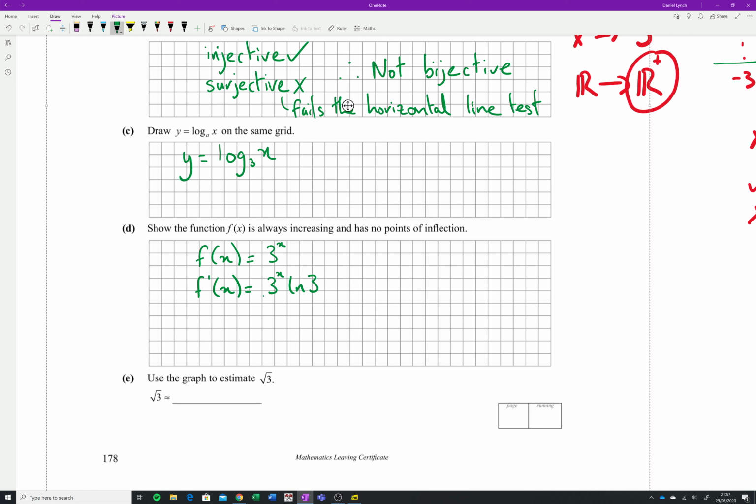Well, this thing here cannot be negative, as we know. So that's positive. This thing here is a positive number, so positive times a positive. So we can say that the slope is positive. That implies, or therefore, we can say f of x is always increasing.